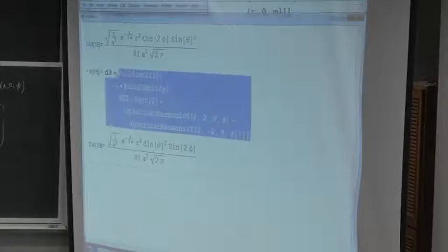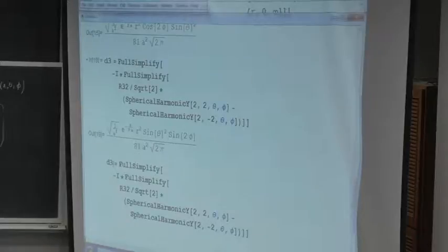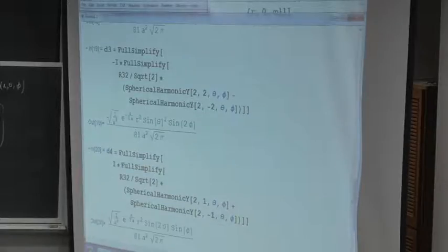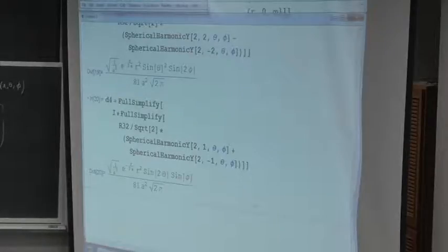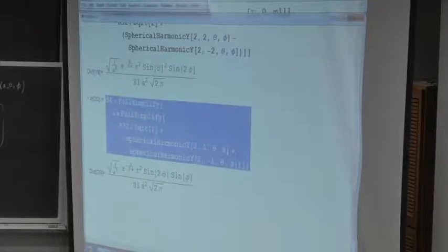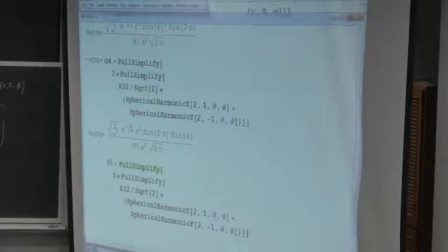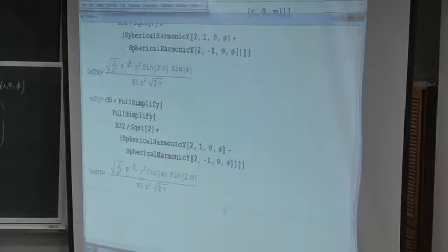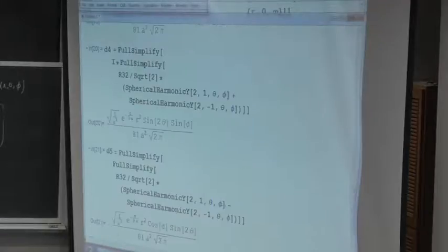Okay, now let's do D4. D4 is the thing with the plus iota, spherical harmonic 2, 1, 1, plus the other. Right, I get D4. Likewise, I can get D5. Alright, so this is also real. So I have generated all five orbitals, the wave functions, which depend upon r, theta, and phi.